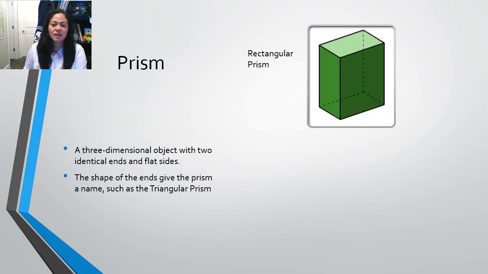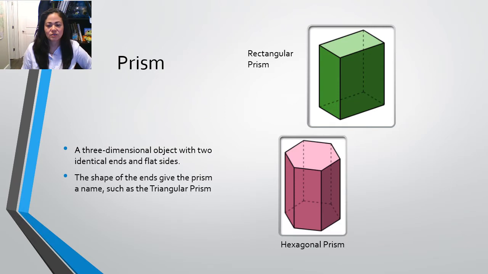prism. And a lot of times we'll see something that's like a rectangular prism, right? That's a box, but the fancy geometry word for it is a rectangular prism. And then we might also see a shape where the top and the bottom are some other shape other than a rectangle or square, and we'll call that prism based on what the shape is. So this next shape here is a hexagonal prism because the ends are hexagons.